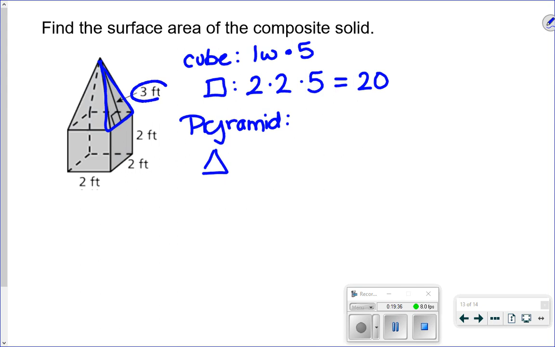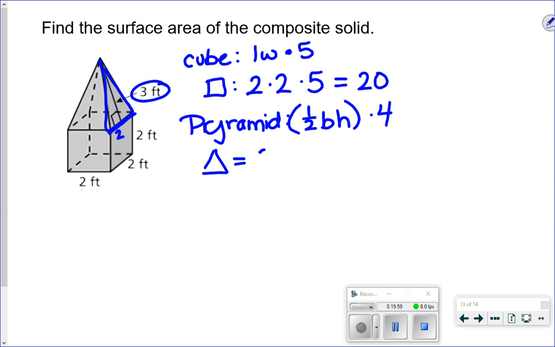I need this 3 feet, that's my height. And then I have to look at the base here, this part. That's going to be 2 feet. I know that because I can look down below it and it tells me that the side length of the square is 2. Okay, so for the pyramid, for those triangles, we're doing 1/2 base times height. And since we have a square base, we've got it times by 4.